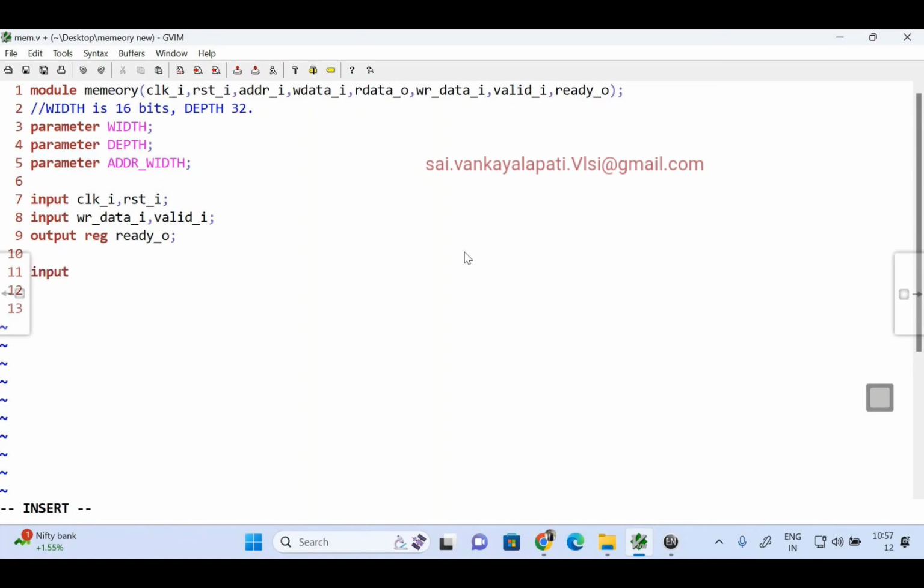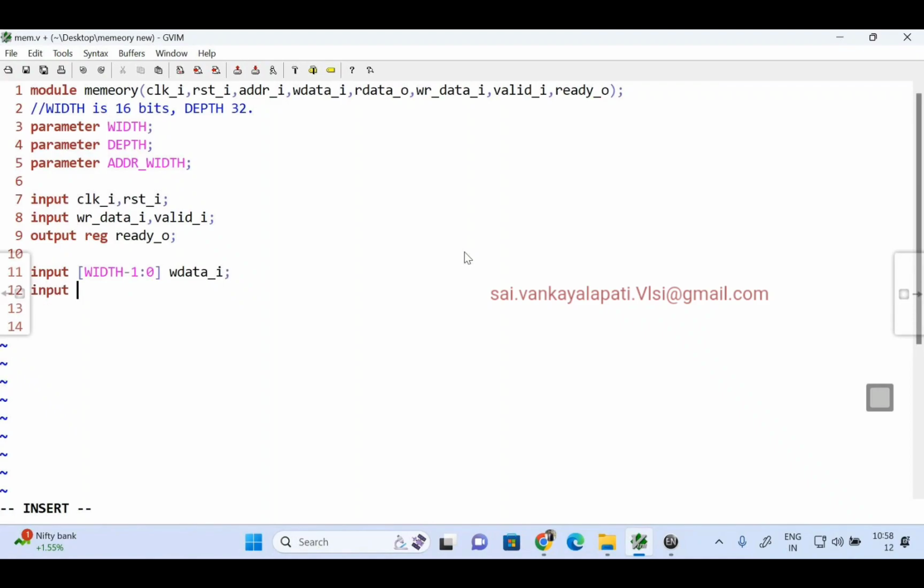Then what do I need to declare? What are the inputs? Input width minus 1 down to 0 of write data. Correct? What is the width of the write data? 16. So I can declare width minus 1. Next, again address width I need to declare. Input address underscore width minus 1 down to 0 of address underscore I, correct?